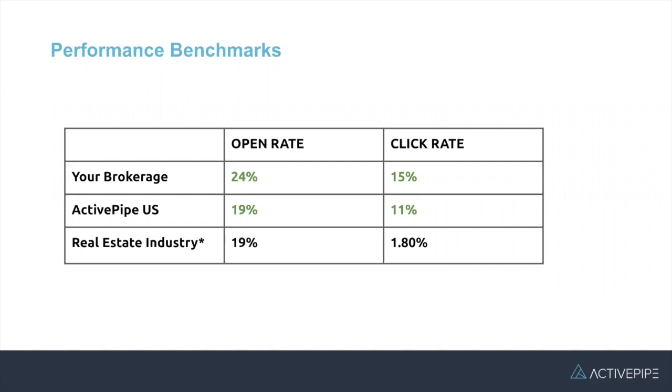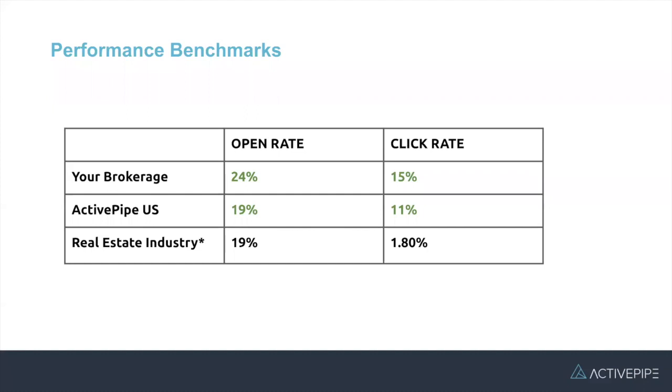In the example above, we can see the open rate and click rate across your brokerage, ActivePipe as a whole, and the real estate industry as a whole. If we provide these compelling numbers that show they are surpassing the industry average by sending email marketing pieces, then they are more likely to want to send more content.